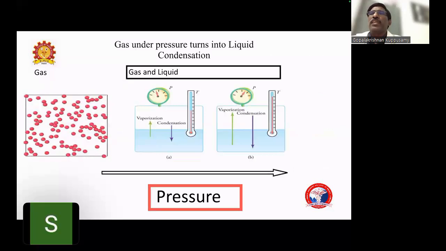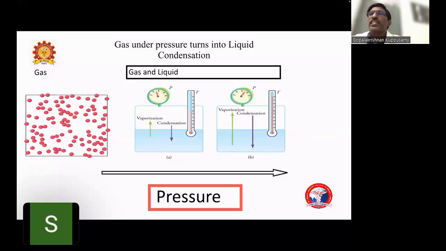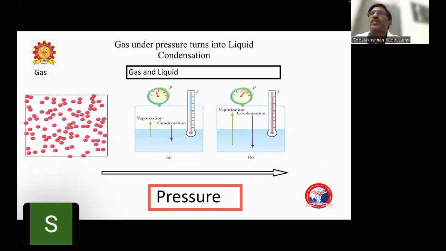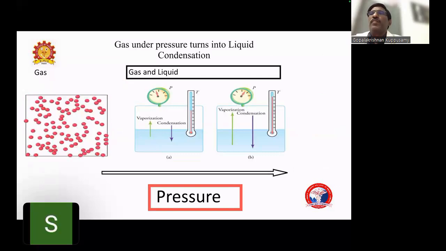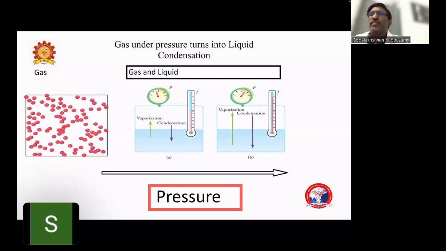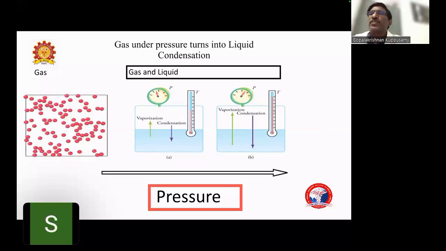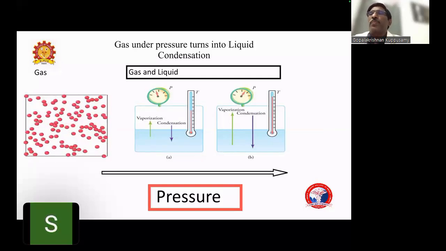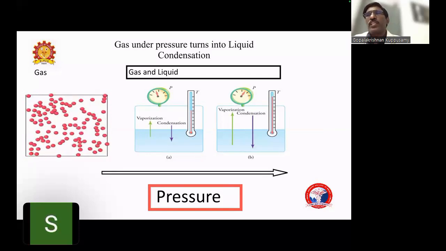But the same gas, when it is pressurized, can condense back to the liquid state. When the pressure is increased, more and more molecules return to the liquid phase. So the gas becomes liquid again, and it is proportional to the pressure applied.